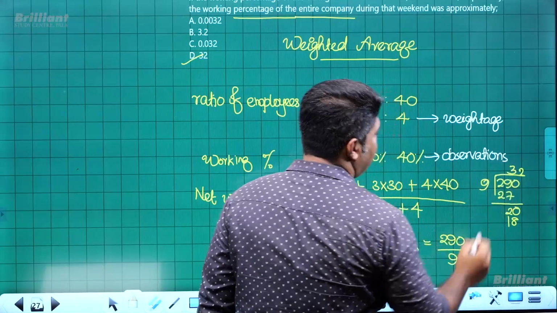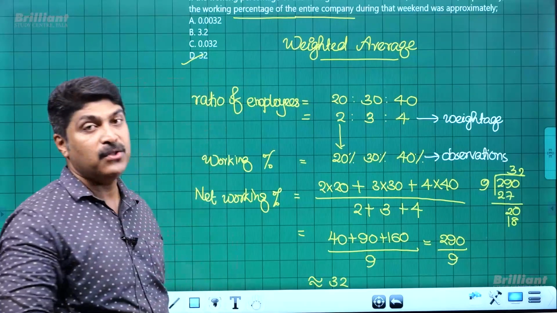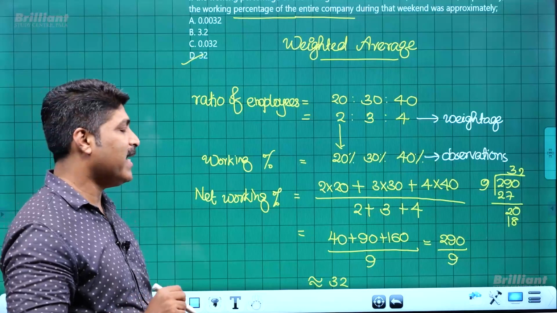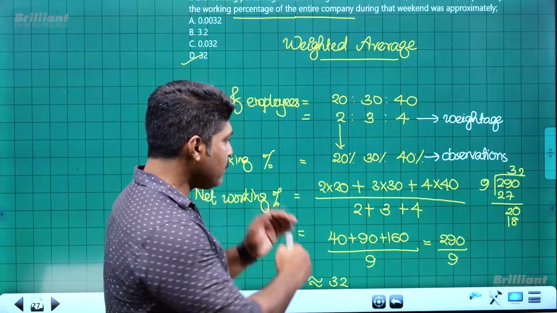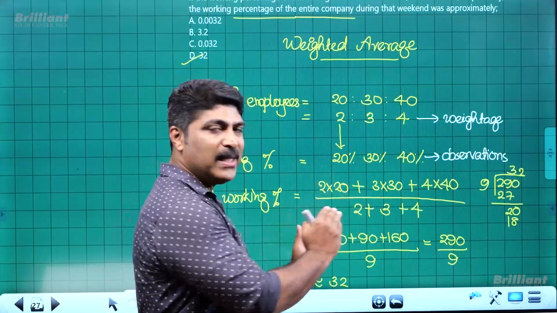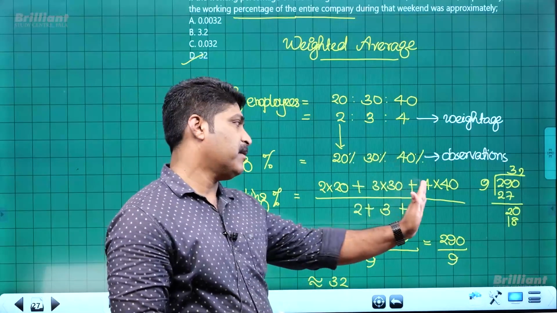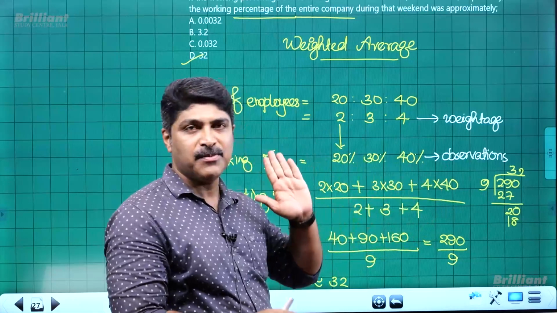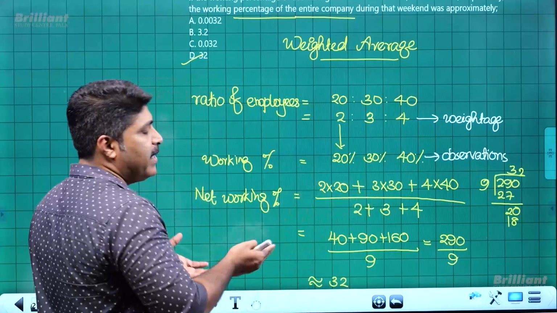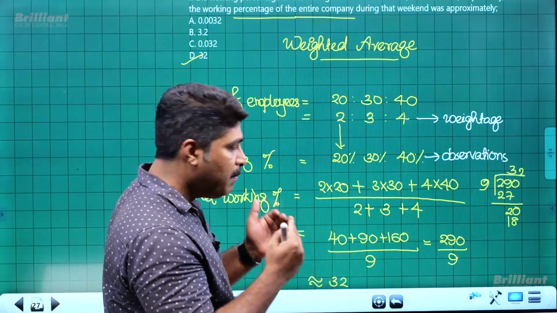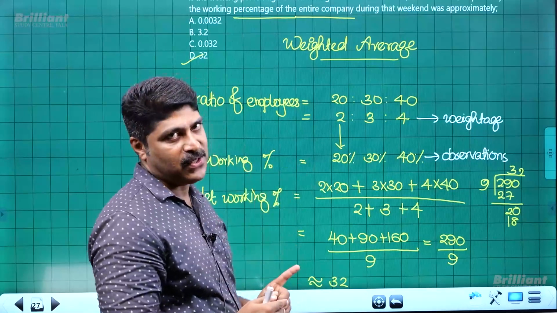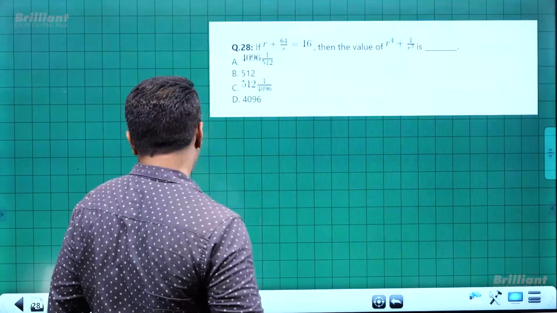Observations. And we are finding the average of observations. Don't forget that. And this is the method. Each ratio of weightage into its corresponding observation. So the second quantity into corresponding observation, third quantity into corresponding observation. Like that, we have to divide that entire sum by the sum of weightages. So that's a simple trick.